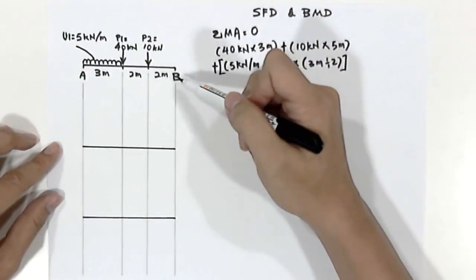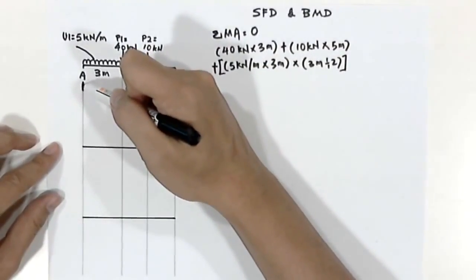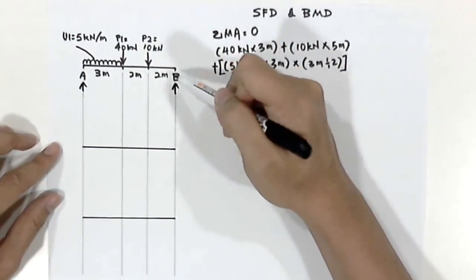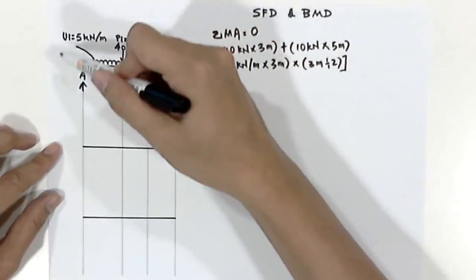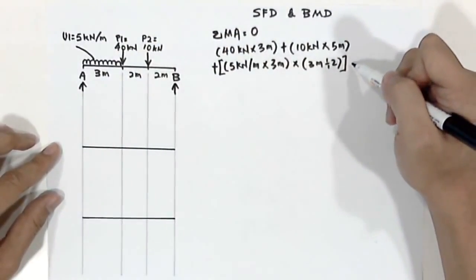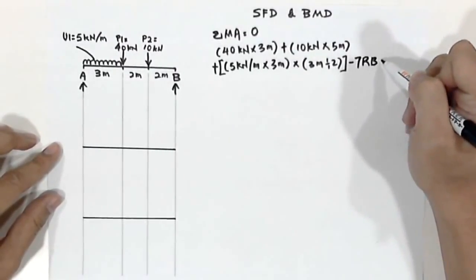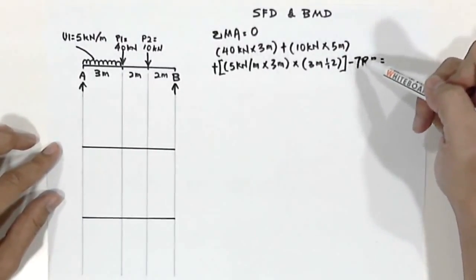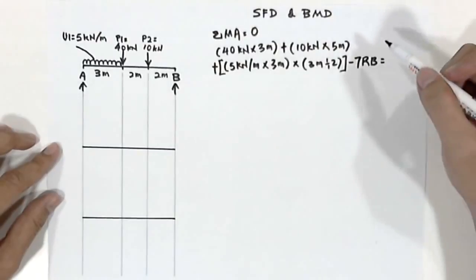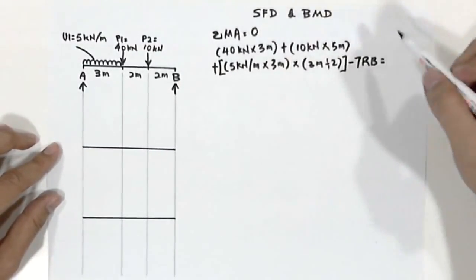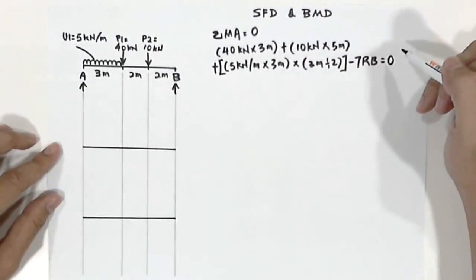And the last one will be the reaction force, RB. So we know that to counter all the load, we'll have RA and RB. RB will be an anti-clockwise force, therefore it is a negative force. Again, we have to times it with 7 meter, which is the distance from point A. Again, following the formula, the whole equation will equal 0.